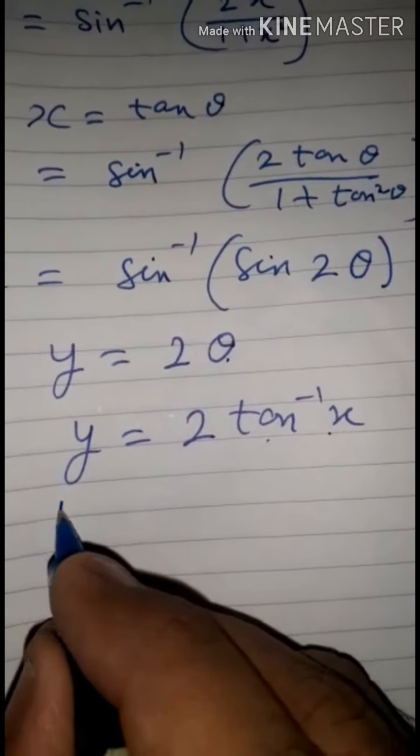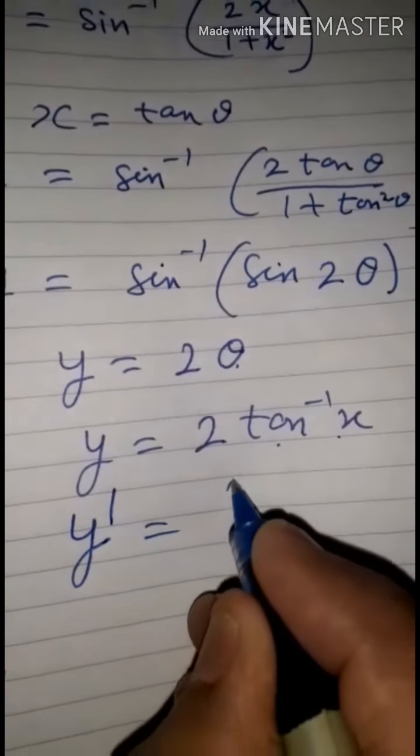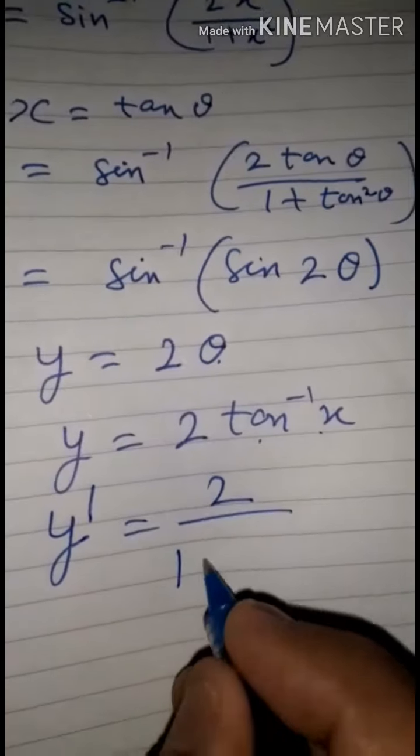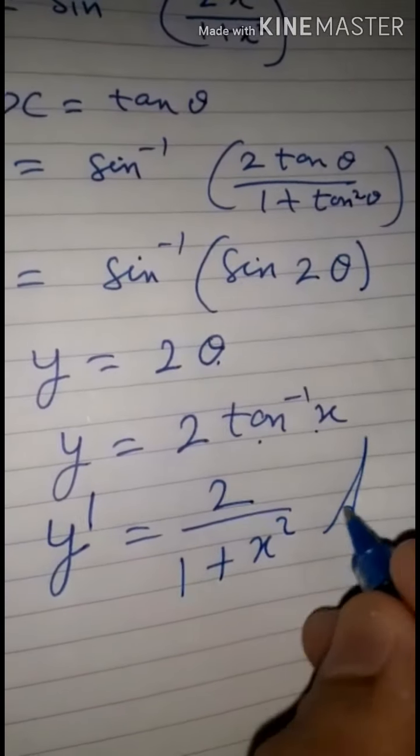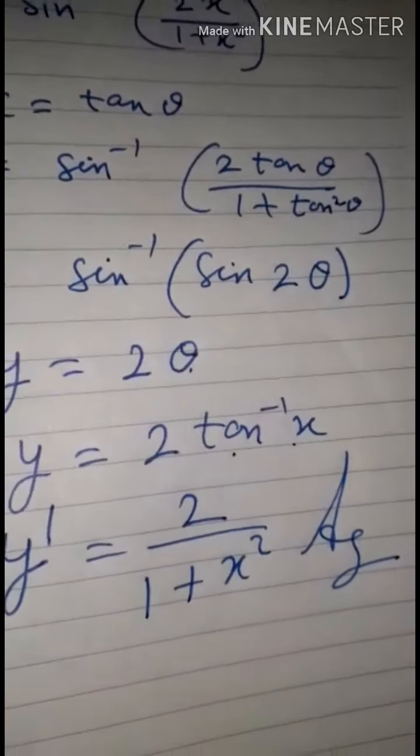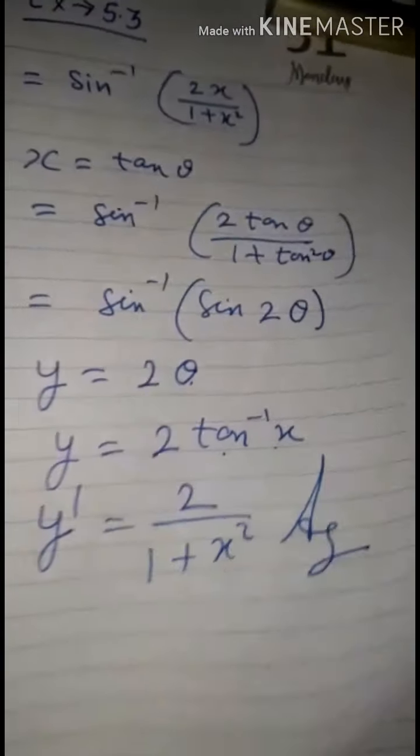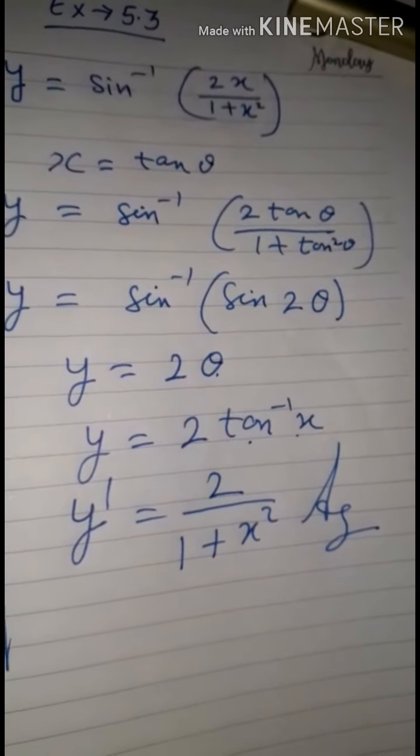Now we will find the derivative. y dash is equal to 2 times the derivative of tan inverse x, which is 1 upon 1 plus x square. So it's your required answer. It's one of the simplest ways by which you can find the derivative by applying trigonometric identities.